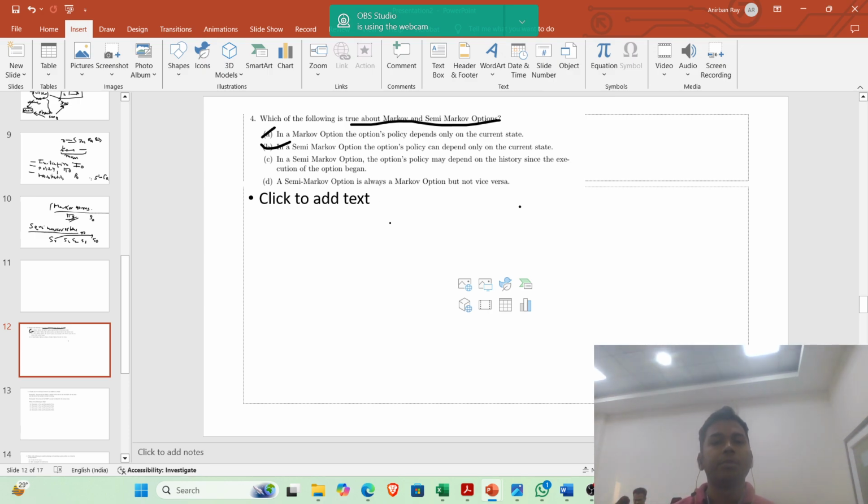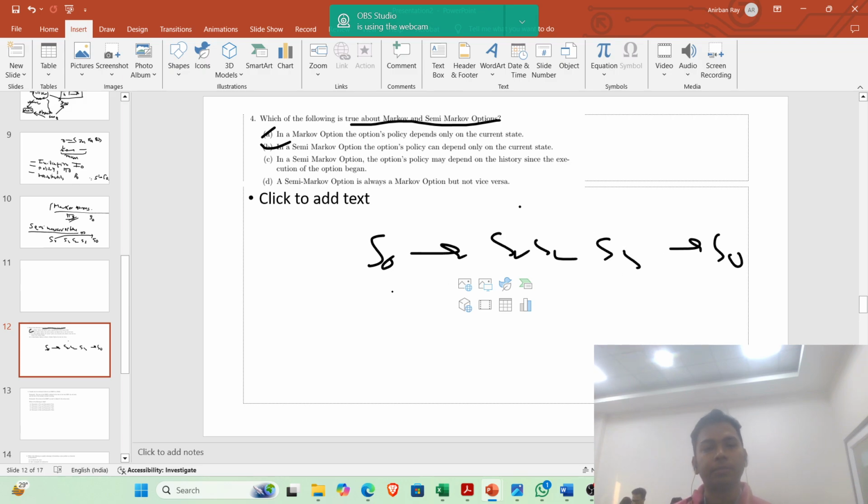In semi-Markov options, as you know, the policy usually depends on all the states that are involved. But if there are no other states involved, it just depends on the first state that it encounters. It can be, but not in general. So I think that is the answer.